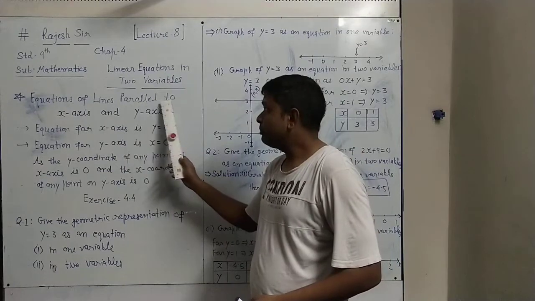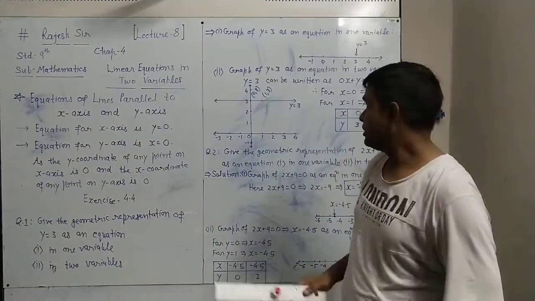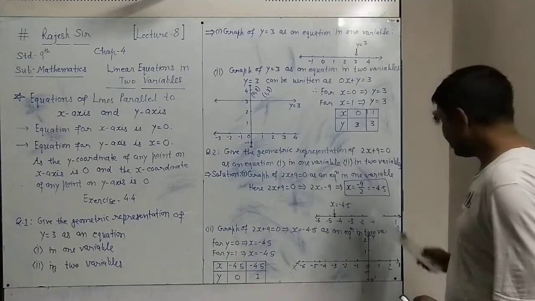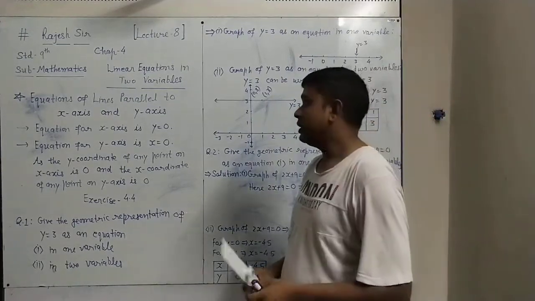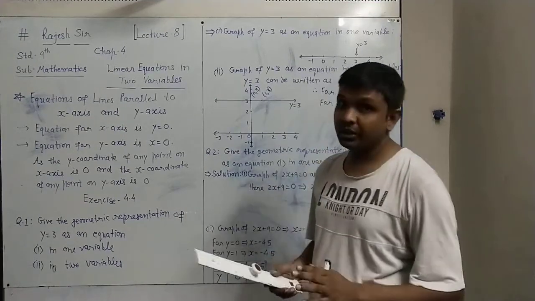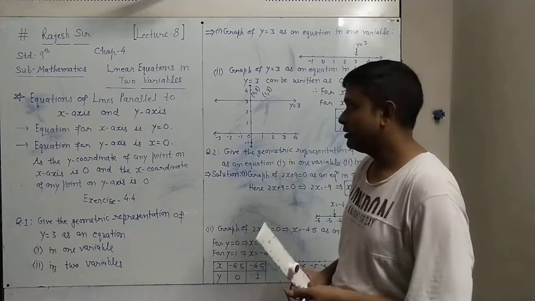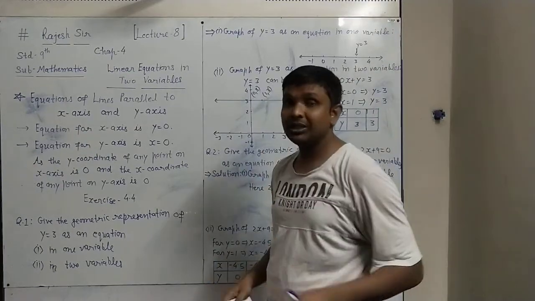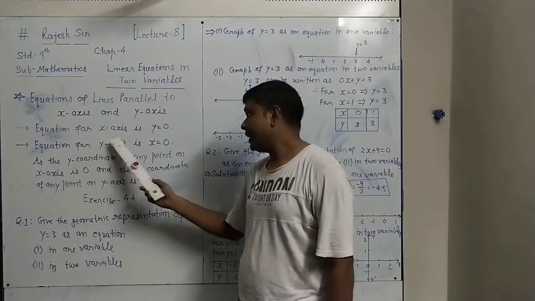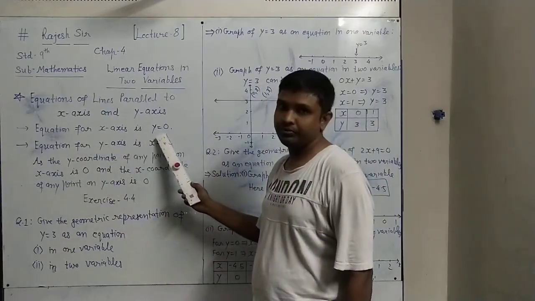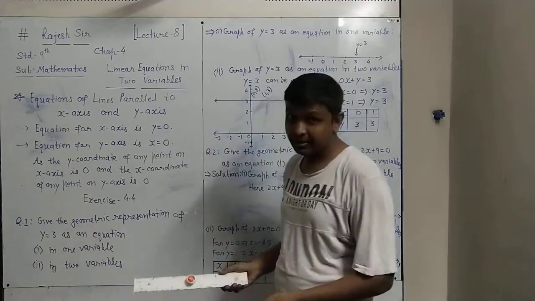Equations of lines parallel to the x-axis and y-axis, about that we will see now. As you know, the x-axis and y-axis are drawn in the Cartesian plane system. Now what about the equation if it is parallel to the x-axis or parallel to the y-axis? First we have to understand what the equation of the x-axis and y-axis actually is. The equation for the x-axis is y equal to 0 and the equation for the y-axis is x equal to 0.